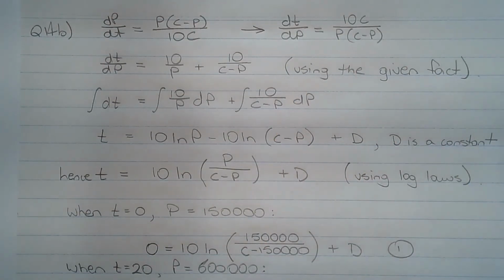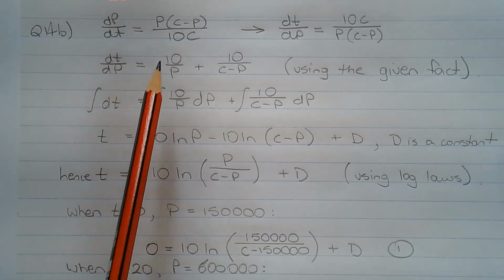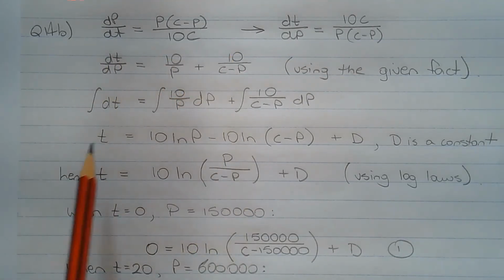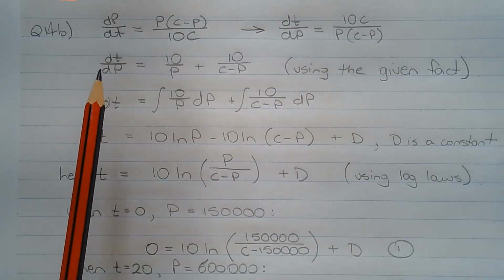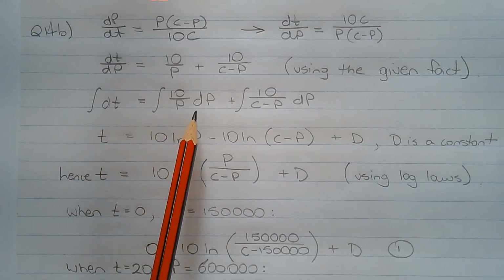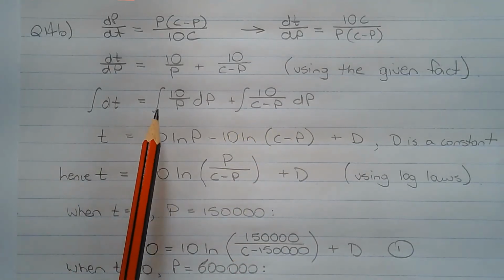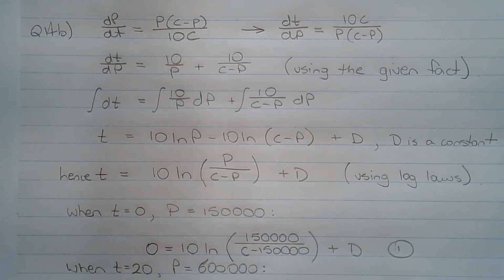And using the given fact in the question, that C over P(C minus P) equals 1 over P plus 1 over (C minus P), we can express dt/dP as dt/dP equals 10 over P plus 10 over (C minus P). So splitting this fraction up into a sum of two fractions. Multiplying all terms by dP, we have dt is equal to 10 over P dP plus 10 over (C minus P) dP. Then we can take the integral of both sides, so integrating all terms of the equation, we get t equals 10 ln P minus 10 ln (C minus P) plus the constant D.